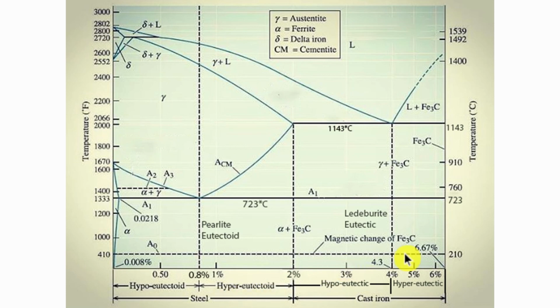Similarly, in the cast iron area, if carbon is less than 4.3%, it is called hypoeutectic cast iron, and if it is more than 4.3%, it is called hypereutectic cast iron. So eutectic cast iron has 100% ledeburite, and eutectoid steel is 100% pearlite. So this is how you have four areas: hypoeutectoid, hypereutectoid, hypoeutectic, and hypereutectic.